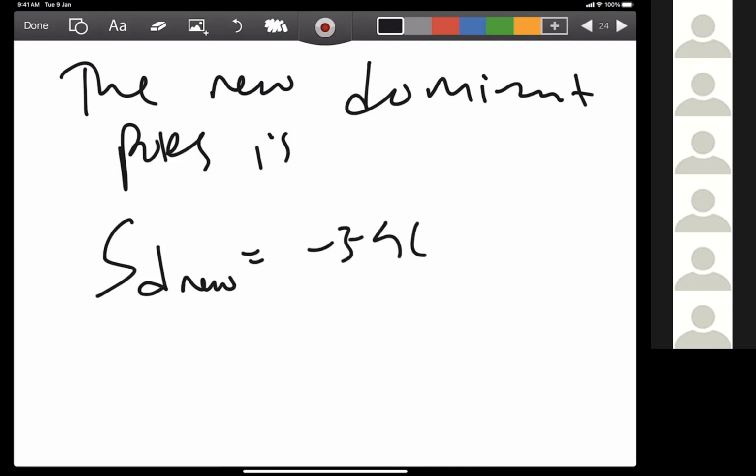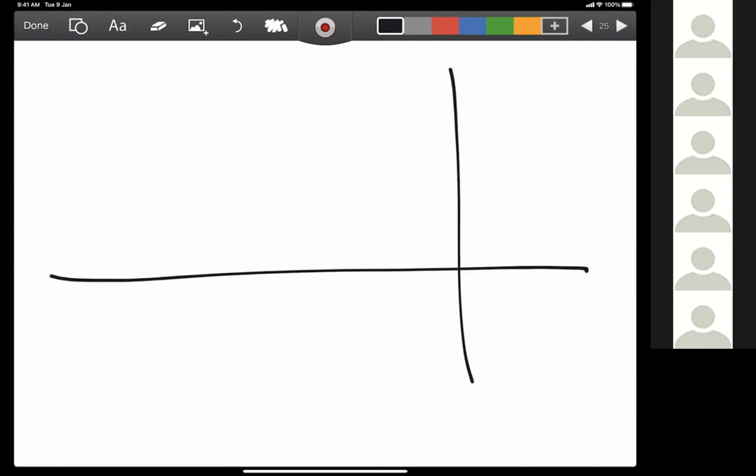Minus 3.96 plus j 7.24. So we have to draw in order to find the new zero.